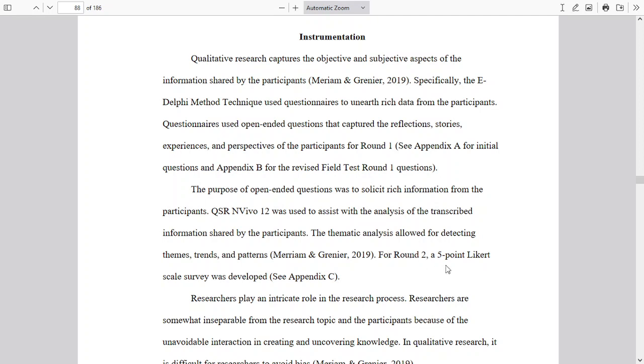Round 2, I used a 5-point Likert scale survey. And you may not know that name, but I'm pretty sure everybody's done that. You have strongly disagree, neutral, somewhat, or agree, and then strongly agree. 5 points, you see.